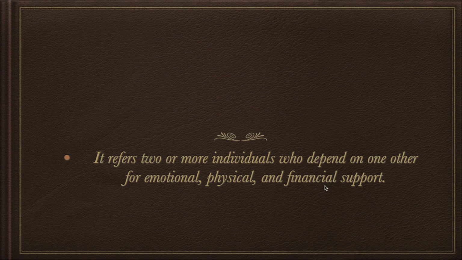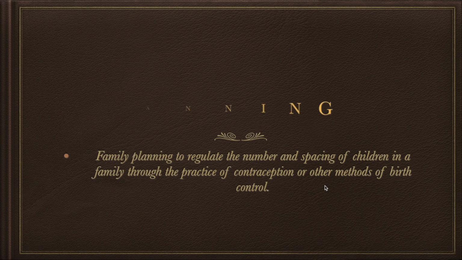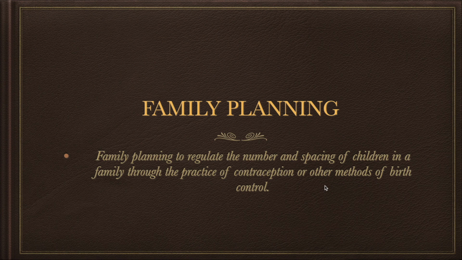Regarding family planning, first we have to understand what a family is. Family refers to two or more individuals who depend on one another for emotional, physical and financial support. And when we come to the term family planning, what does this mean? Family planning is to regulate the number, like how many children we want, and the spacing, how long the distance from one child to another child is, like 4 years, 3 years, like that. Number and spacing of children in a family through the practice of contraception or any other method of birth control is known as family planning.